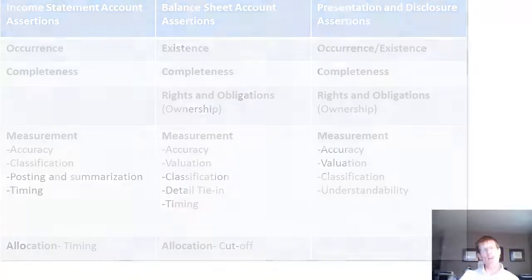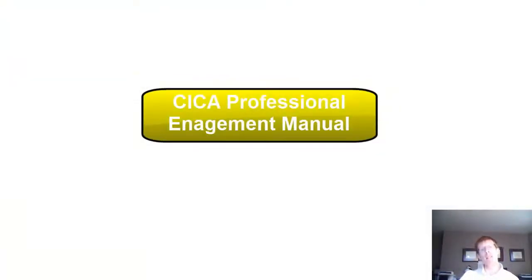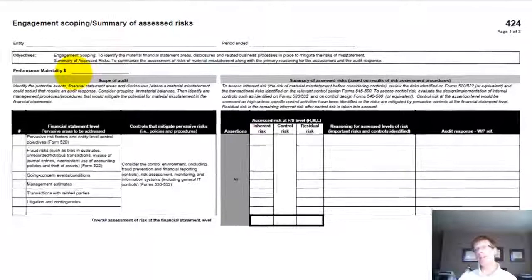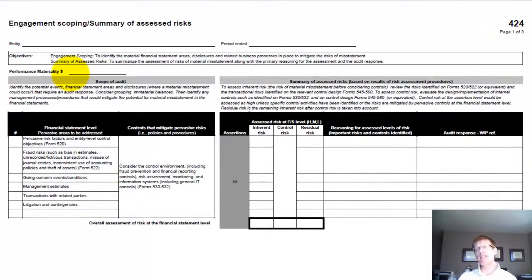So before we go, let me just show you one form out of the CICA's Professional Engagement Manual that can be used to document these sort of findings. The sort of working paper presented here, it's a summary of the assessed risks. So you can see that there's an area on the worksheet for assessing the inherent risk and the control risk. The residual risk is kind of what's left over. That's really your detection risk. And you can see on this first page, you're really scoping out the high level, the pervasive risk that may have an impact on the risk of material misstatement.